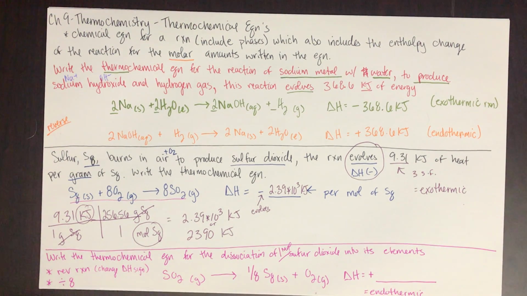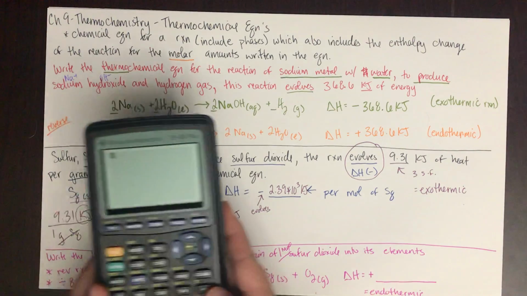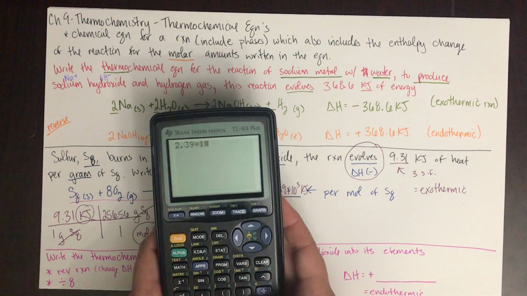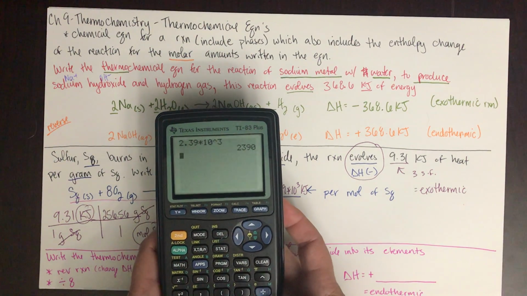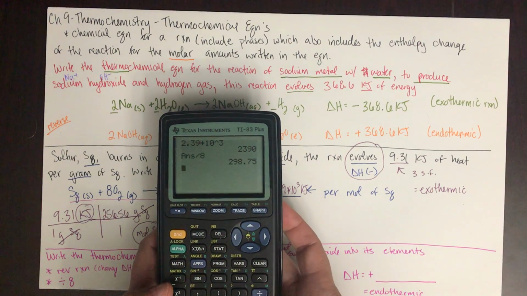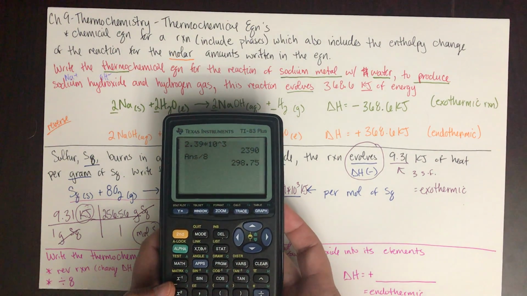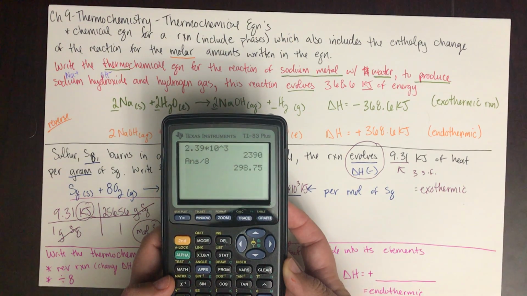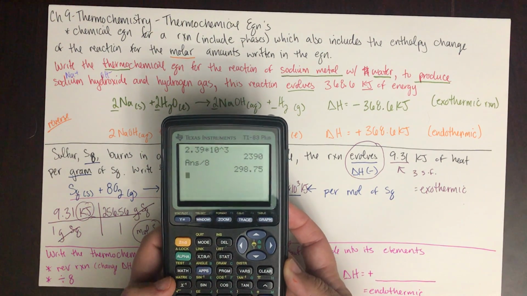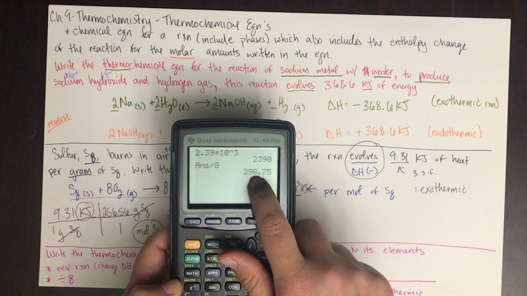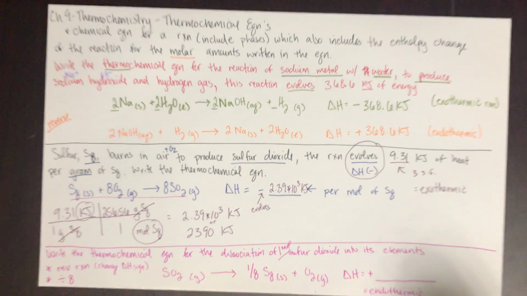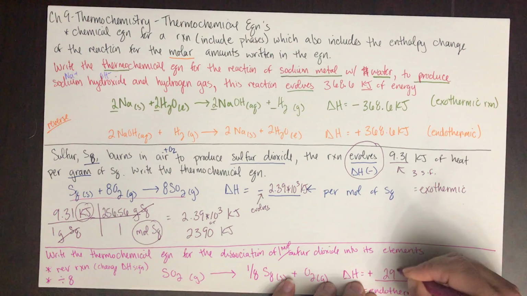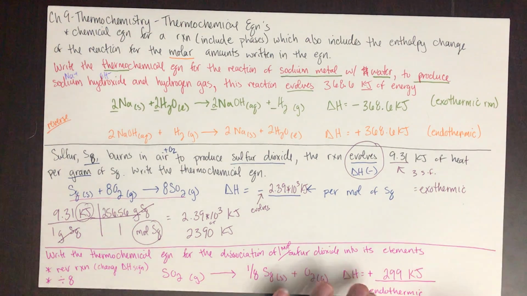I reversed it, and I also divided it by 8. So 2.39 times 10 to the third divided by 8. Remember, I still need the same number of significant figures. I still need 3 significant figures. So it's 298.75. I'm going to round that to 3 significant figures. It's going to be 299. So positive 299 kilojoules. So whatever you do to the reaction, you also do to the enthalpy change.